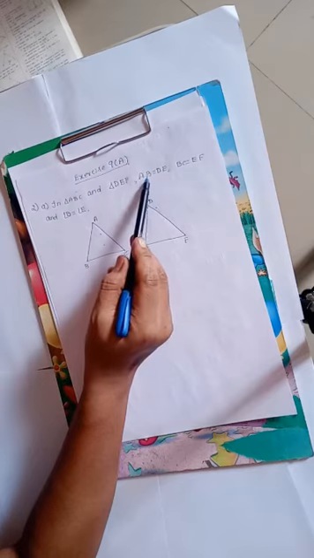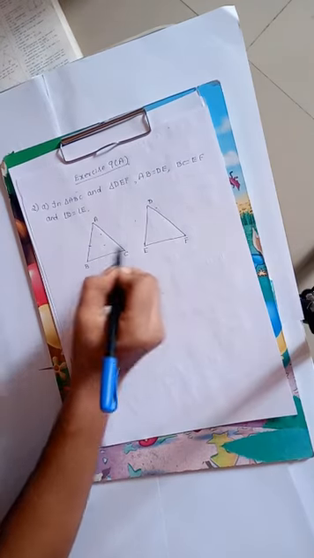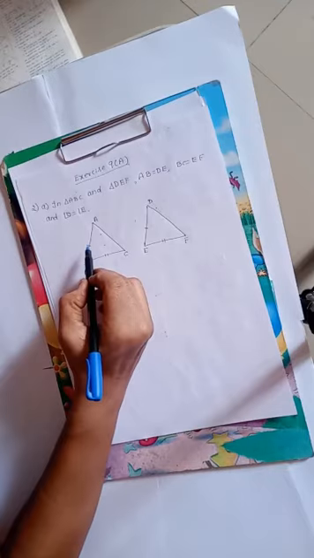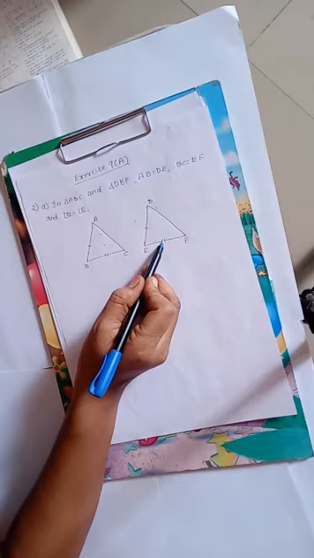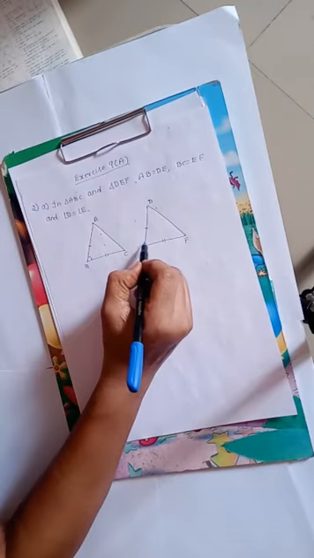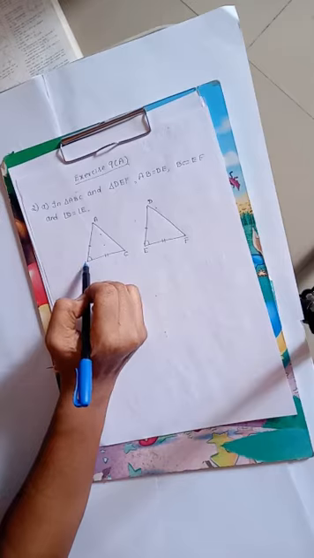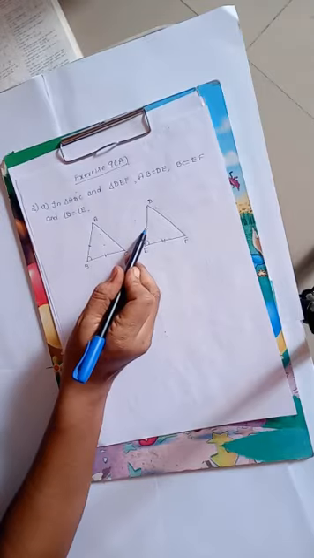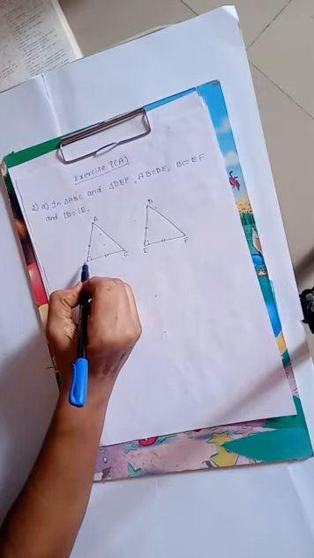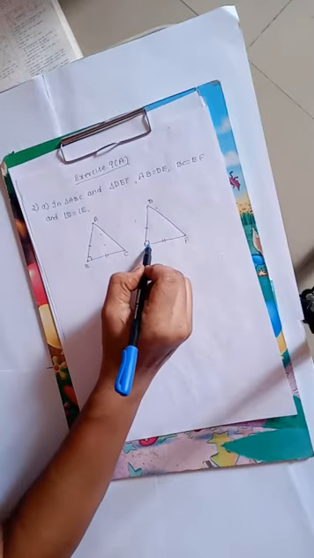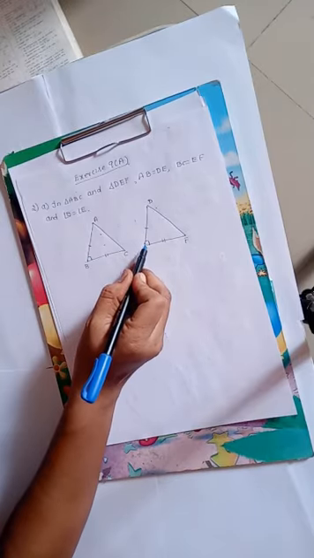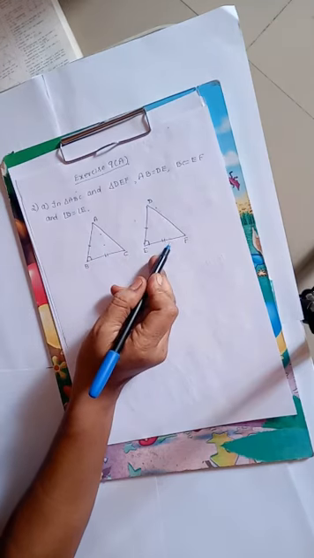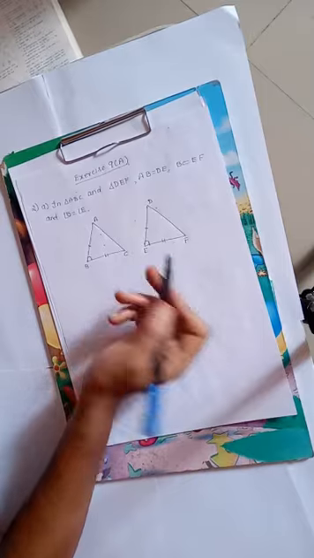Check here, AB is equal to DE they have given, and again BC is equal to EF. AB, DE and BC, EF, and angle B is equal to angle E. Observe here, whatever corresponding sides are equal, the included angle of those corresponding sides is also equal, that is angle B is equal to angle E. Now which congruency rule can you apply to say that these two triangles are congruent? That is SAS congruency.